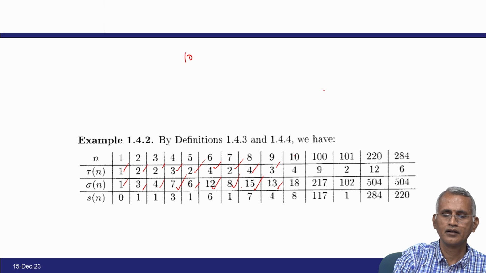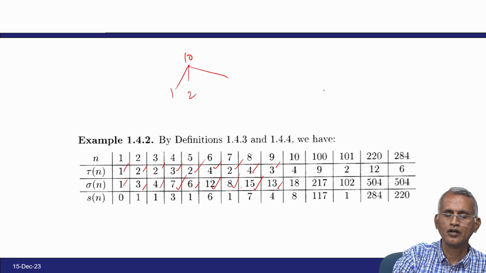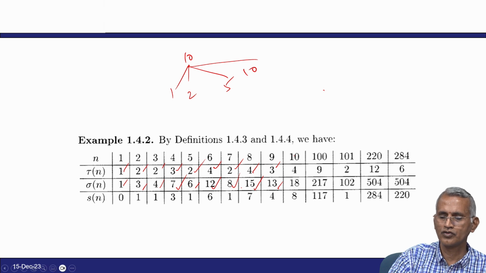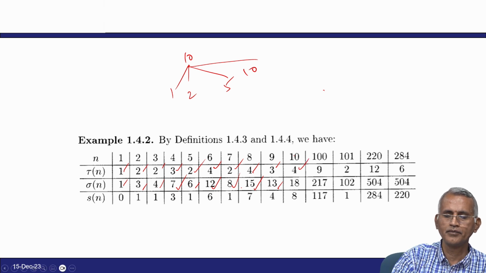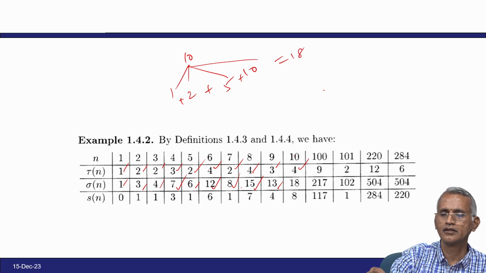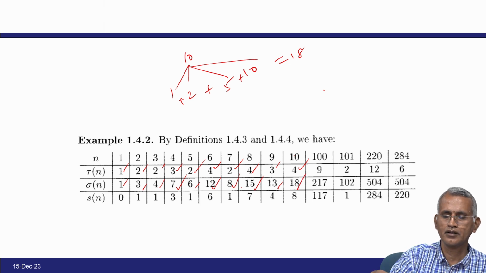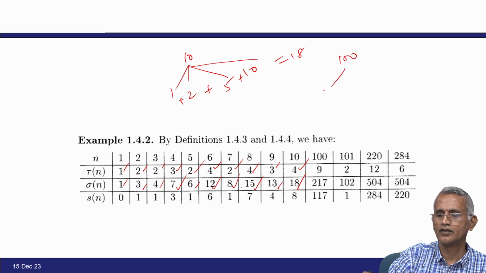For 10, the possible divisors are 1, 2 and then 5 and then 10, totally 4. So, 4. How many sum them? 1 plus 2 plus 5 plus 10, which is equal to what? 15 plus 2 is 17 plus 1 is 18. So, 18.